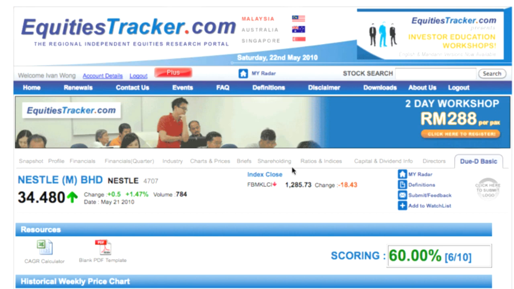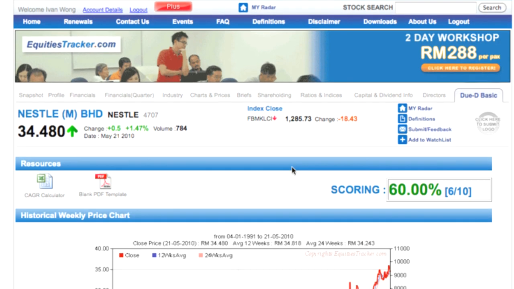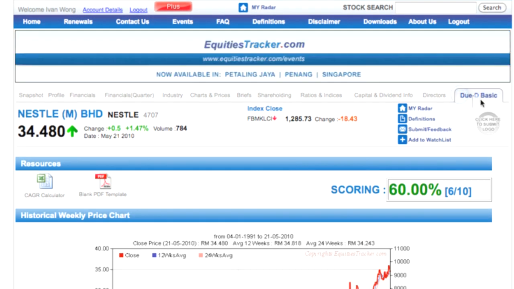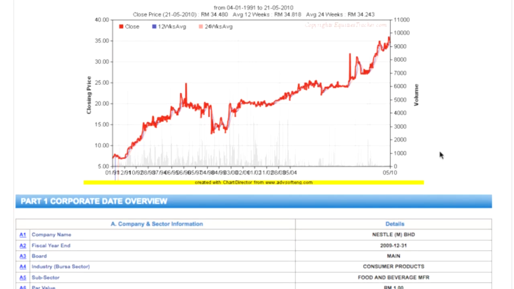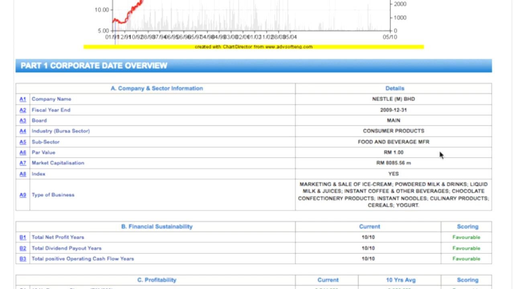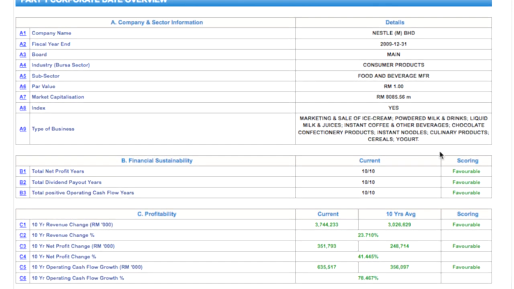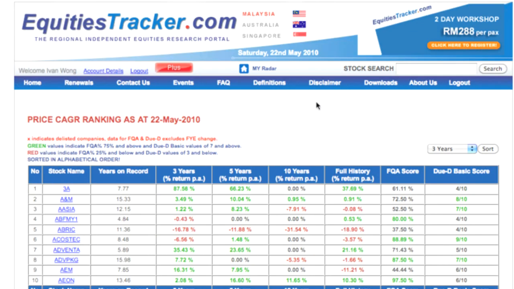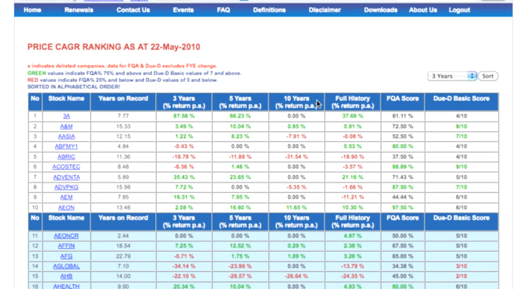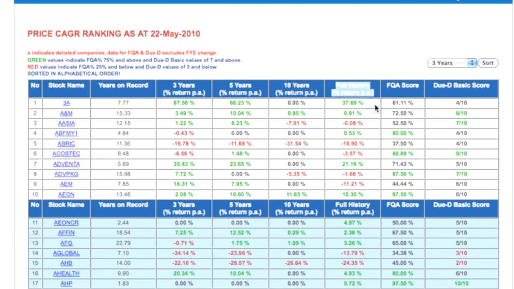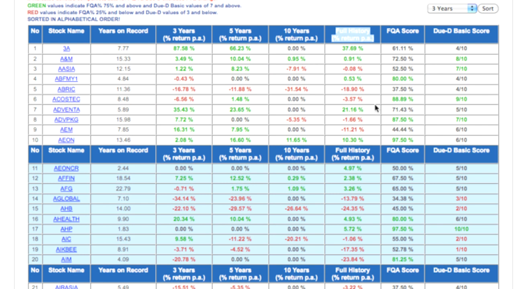The DD filter covers multiple indicators over the number of years in which the company has been listed, namely financial sustainability indicators, performance change indicators, and cash position change indicators. The SWC filter sorts stocks based on its price CAGR ranking over 3 or 5 or 10 years or over its full history. This gives one an idea how much one would gain during these corresponding buy and hold periods, and whether it meets one's individual CAGR targets.